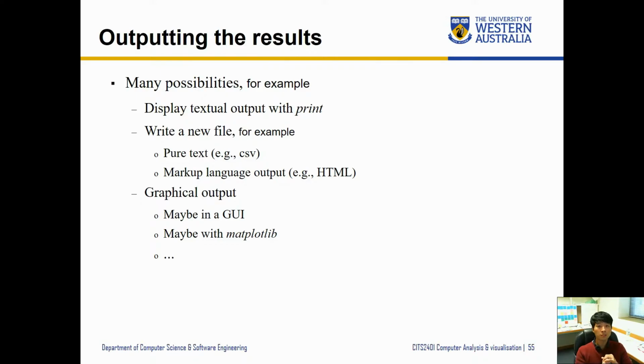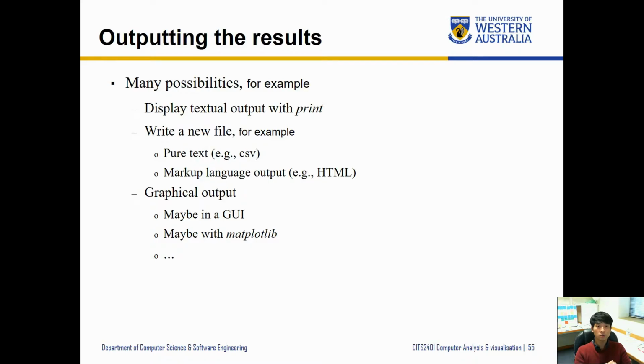To output the results, there are many different ways of doing this. For example, we can display textual output with prints that we have been using before, directly to the shell. We can write a new file, for example, a pure text file like the .txt or even the CSV file. The CSV file is another type of text file, as well as formatting nicely as a markup language output. For example, HTML or XML can all be created through output results.